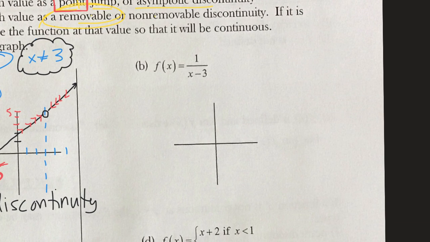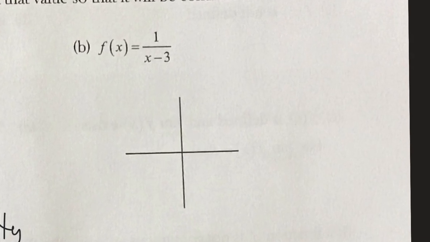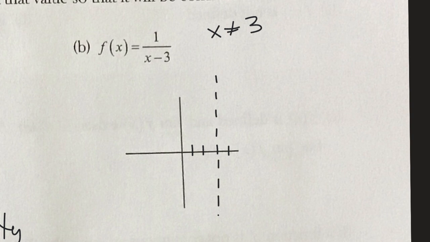Okay, so part B, this one is a true rational function. We have, once again, the domain restriction of x cannot be equal to 3, because then we have 1 over 0, and that is an undefined value. So we're going to come in here and put an asymptote, a potential asymptote, right? A potential asymptotic discontinuity. So x cannot equal 3.